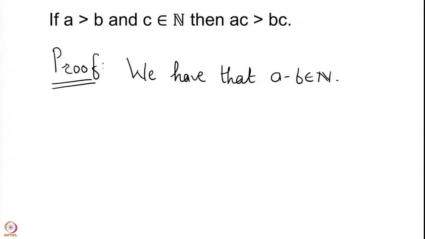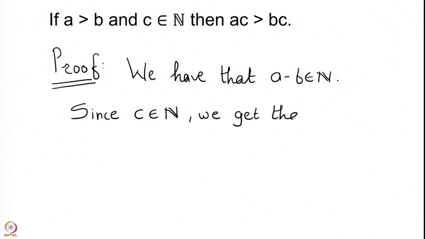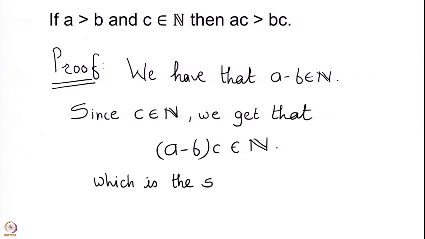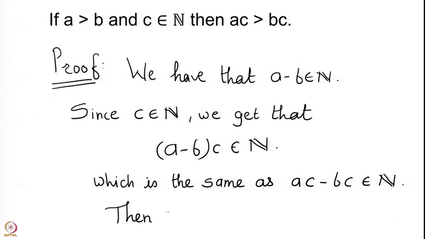Now C is another natural number, and natural numbers come equipped with product. So since C is in N, we get that (A minus B) into C is an element in N. But (A minus B) into C is the same as AC minus BC. But if you have AC minus BC a natural number, then we get AC bigger than BC.